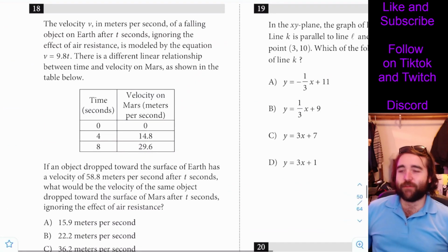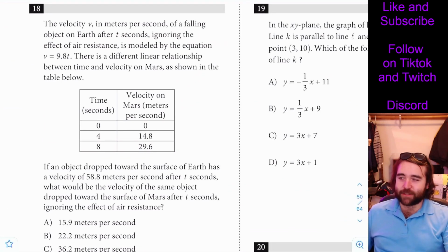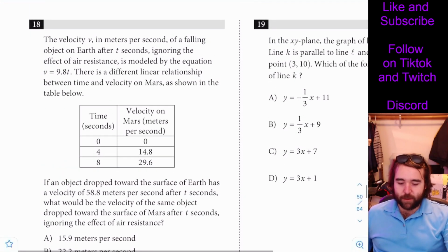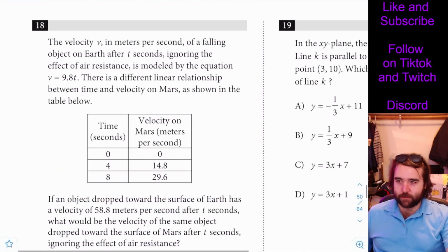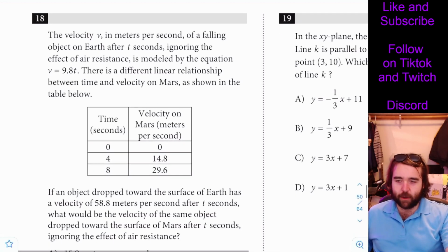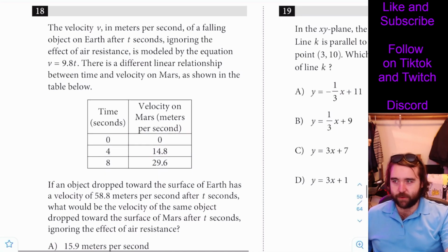Anyway, so the velocity in meters of a falling object on Earth. Is this the SAT? Yeah, this is the SAT. People are taking it Wednesday in 2 days. So this is the version from 4 years ago. I've already done all the other recent versions, so this is the one from 4 years ago.